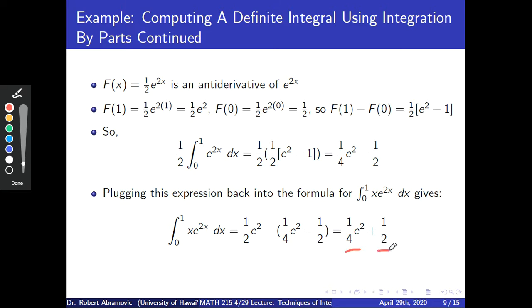We add 1/2 because when this negative is distributed to each term, it makes this negative positive. Negative a half is the same as positive 1/2. That's why we're adding a half. And of course, 1/2, which is 2/4 minus 1/4, is equal to 1/4. So there you have it. The definite integral from 0 to 1 of x times e to the 2x is 1/4 e squared plus 1/4. And that was obtained from using the integration by parts technique.